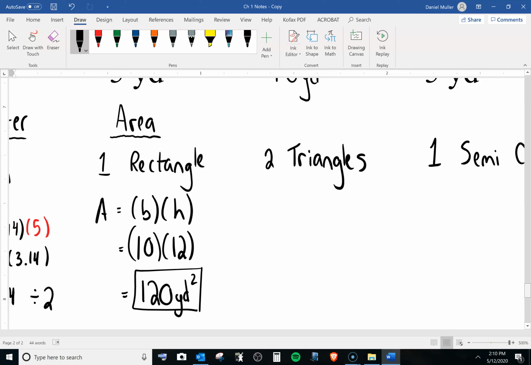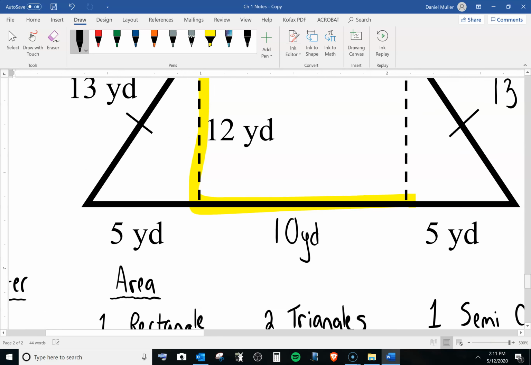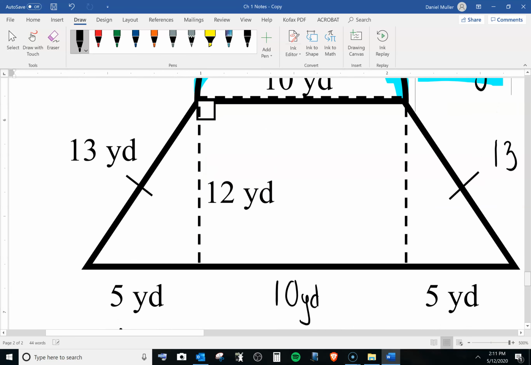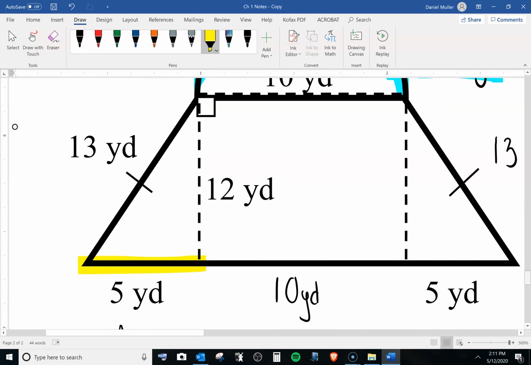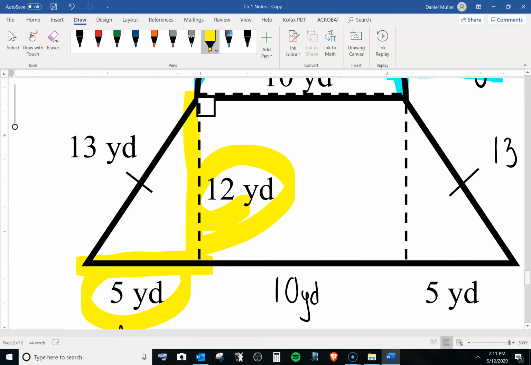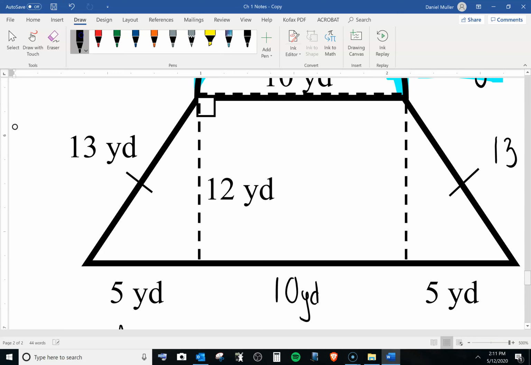Now my triangle area is, you have to have this memorized, base times height cut in half. Now what is my base and my height for a triangle? There's two of them and they're both the same. So my base is 5 and my height is 12. So 5 times 12 and then cut that in half.